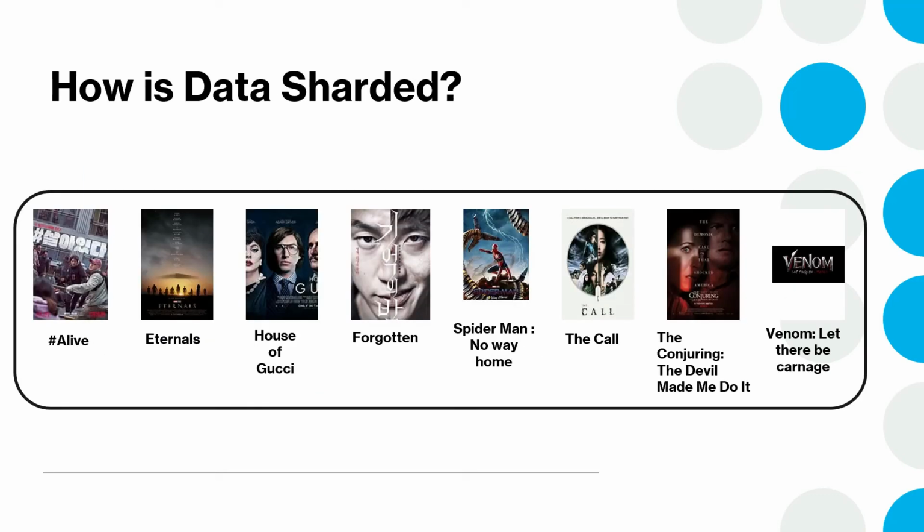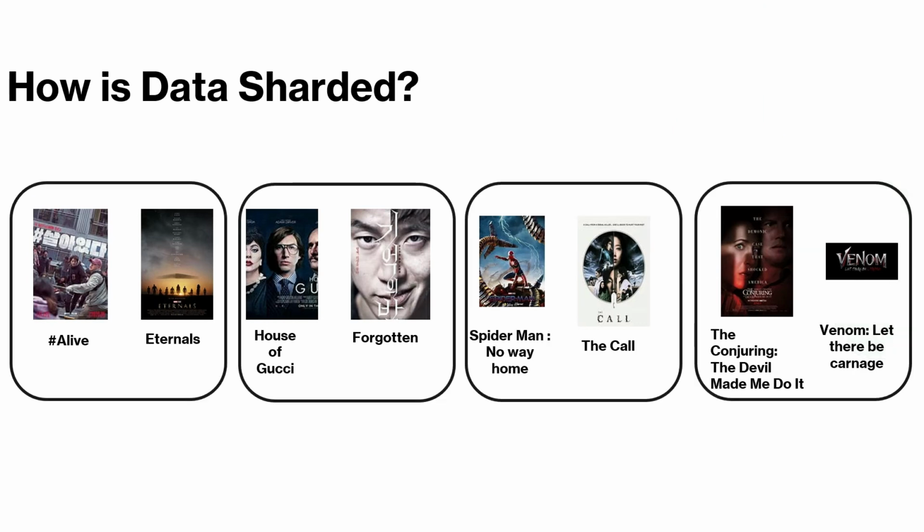So, imagine this example. We have all our movies here ordered by title, all sorted together: Alive, Eternals, House of Gucci, Forgotten, Spider-Man No Way Home, The Call, The Conjuring, and Venom. If we choose the movie title as the shard key, MongoDB will break it up by title, so something like this. Now, our movie data is broken up into 4 shards, evenly spread out with 2 movies in each.